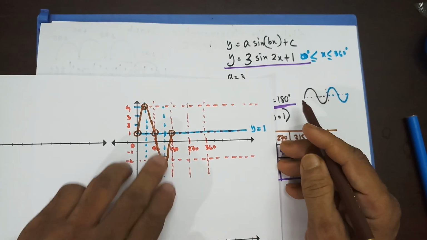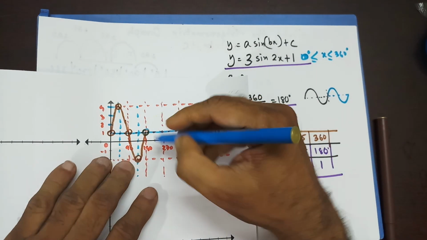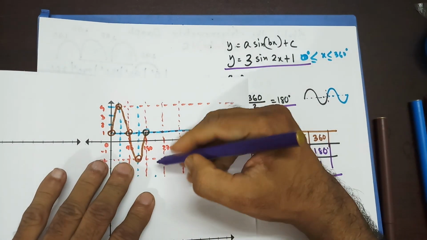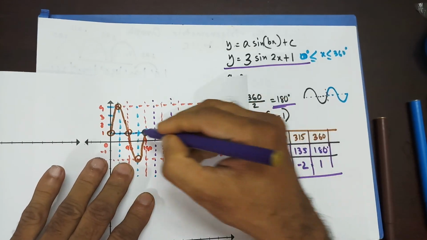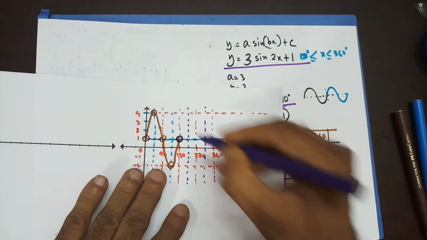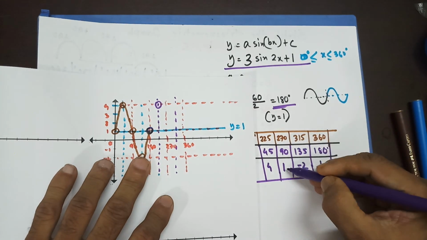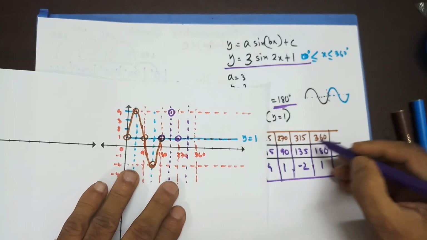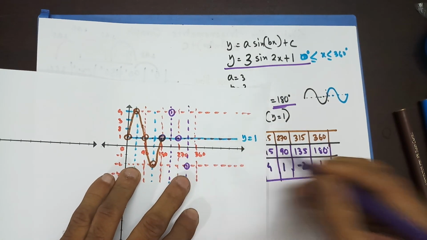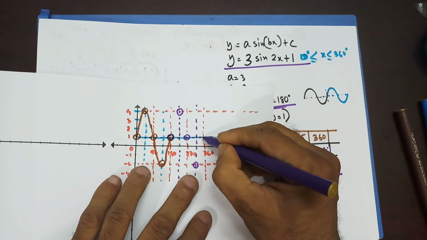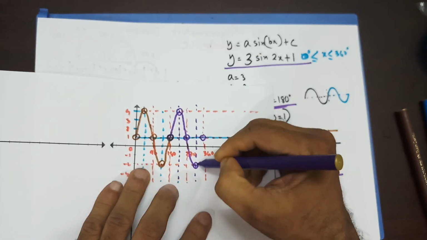Now at 180, it's 1. At 225, it's 4. I'm going to use a different color to show that another cycle comes over here. At 225, it's 4. And at 270, it's 1. And 315, 270 plus 45, is -2. And at 360, it's 1. So it's over here. I'm going to keep going and stop right over here.